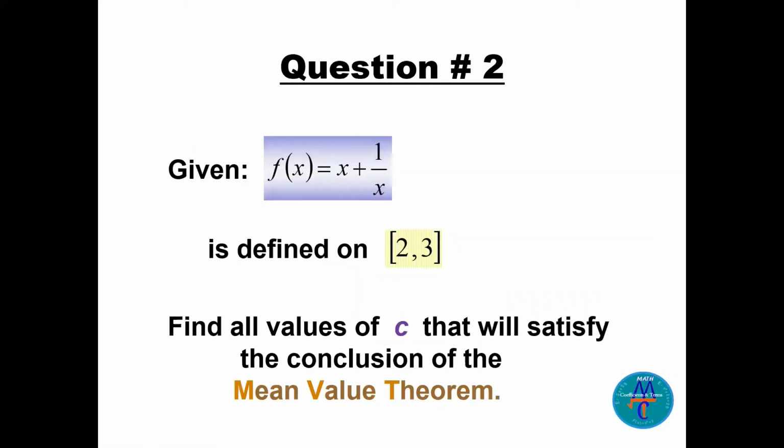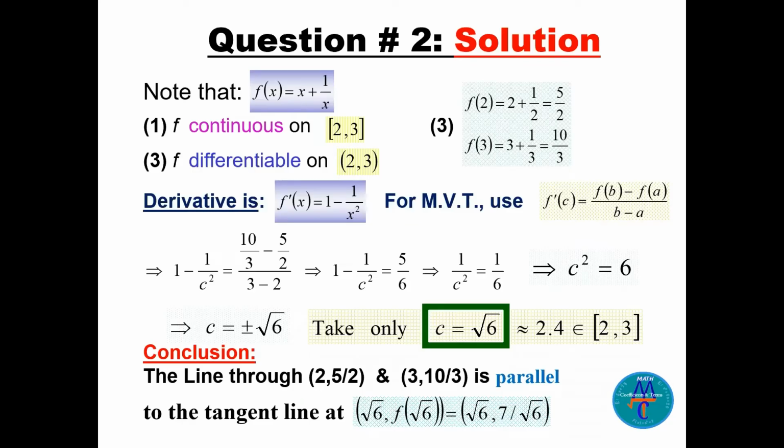Another nice question we have: f of x equals x plus 1 over x is defined on the closed interval 2 to 3. Find all values of c that will satisfy the conclusion of the mean value theorem. Now for the solution, we look at f of x, x plus 1 over x. We check the conditions here. We find f is continuous on the closed interval 2 to 3. f is differentiable on the open interval 2 to 3.